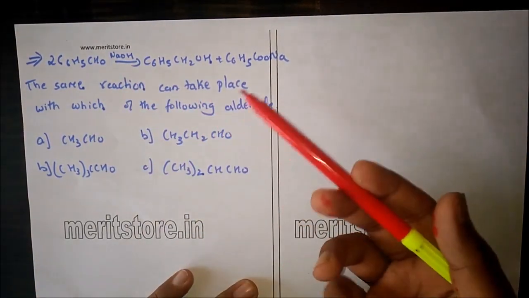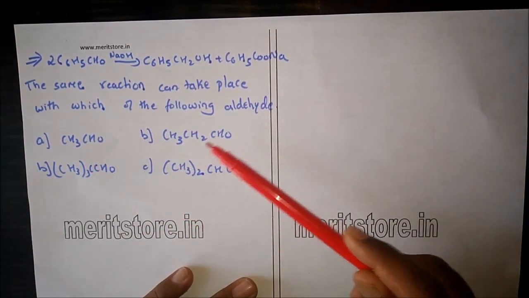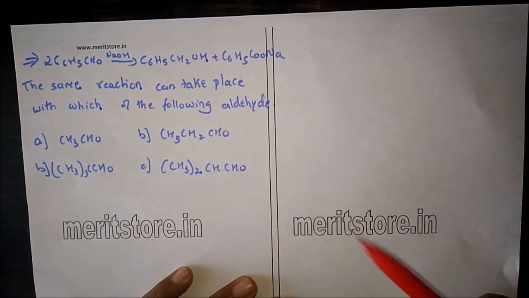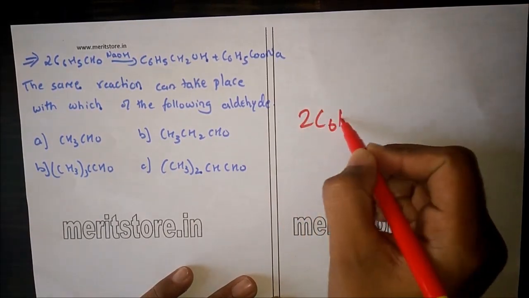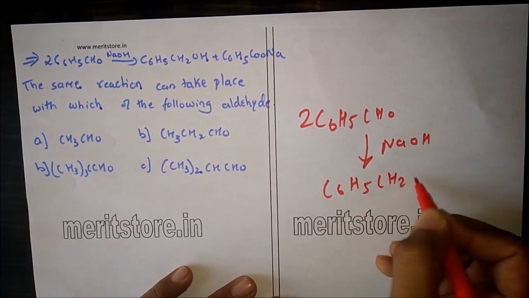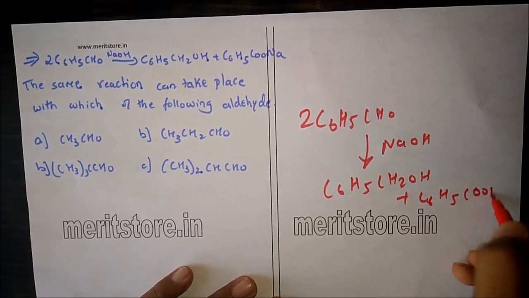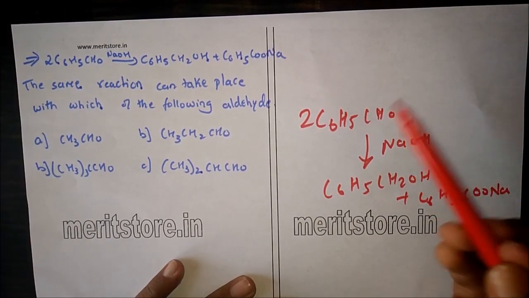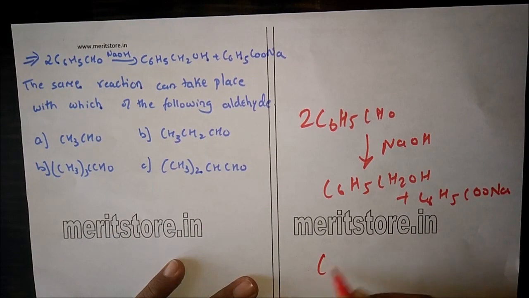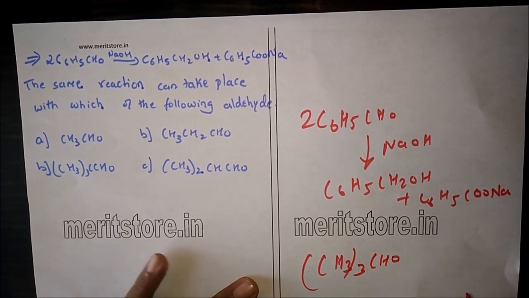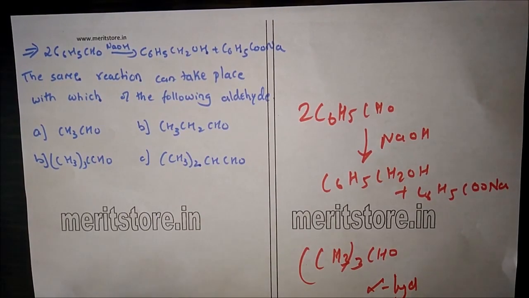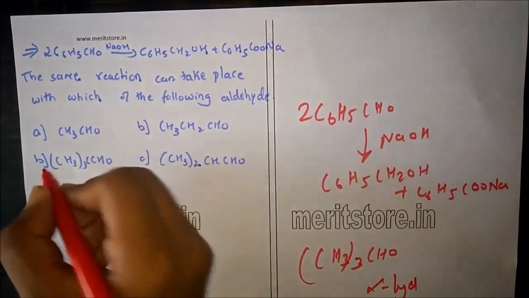Now the same reaction can take place with which of the following aldehydes? A. CH3CHO, B. CH3CH2CHO, C. (CH3)3CCHO, or D. (CH3)2CHCHO. Now let's look at the reaction. 2C6H5CHO reacts with NaOH and gives rise to C6H5CH2OH plus C6H5COONa. This is known as Cannizzaro's reaction, taking place in aldehydes having no alpha hydrogen present. Therefore, if the aldehyde has no alpha hydrogen, this reaction can take place. Now, in the aldehyde (CH3)3CCHO, there are no alpha hydrogens present. Therefore, this reaction can take place in it. Here the correct answer is option C.